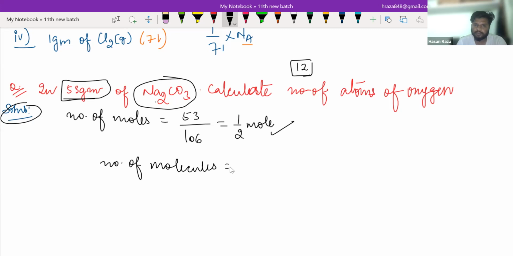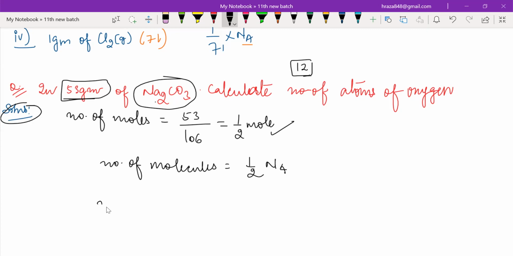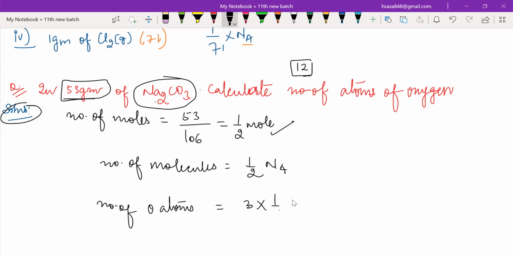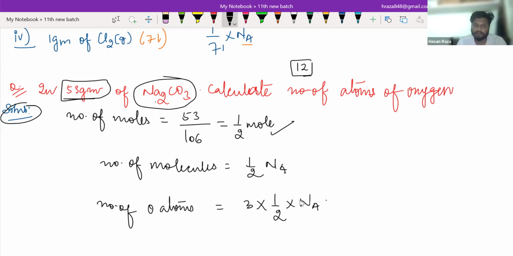So we are going to calculate the number of molecules. The number of molecules will be half into Na. Now we are going to calculate the number of oxygen atoms. How many oxygen atoms are there in one molecule? 3. So it's 3 into half into Na. Simple. Please write it and let me know if you are done with this.